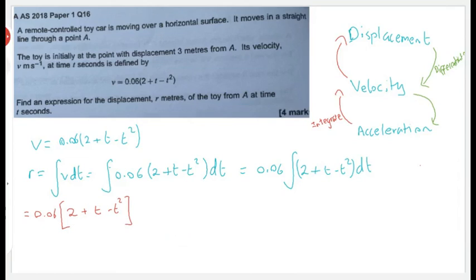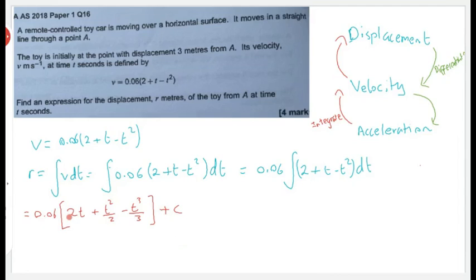Oh, wait, no, what am I saying? Sorry, makes no sense. Integrating 2 becomes 2t. Integrating t becomes t squared over 2, and integrating t squared becomes minus t cubed over 3. So remember to add 1 to the power, divide by the new power. For t squared, add 1 to the power gives you 3, divide by the new power of 3. And we need our plus c.